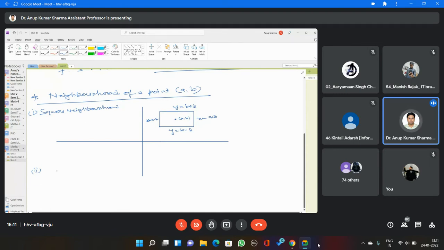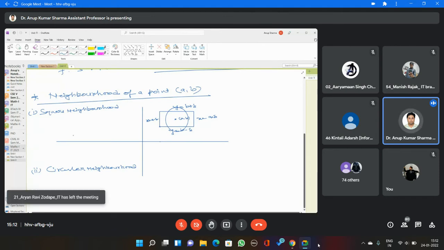Square neighborhood, and the second one is the circular neighborhood. In this same figure, we can draw it in a circle manner. Okay, I'm writing in the same place. This is the circular neighborhood.